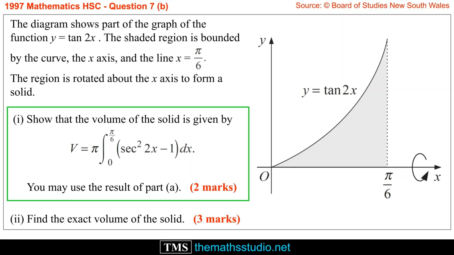Part 1. Show that the volume of the solid is given by V equals pi times the integral of sec squared 2x minus 1 dx from x equals 0 to x equals pi over 6. You may use the result of Part A.